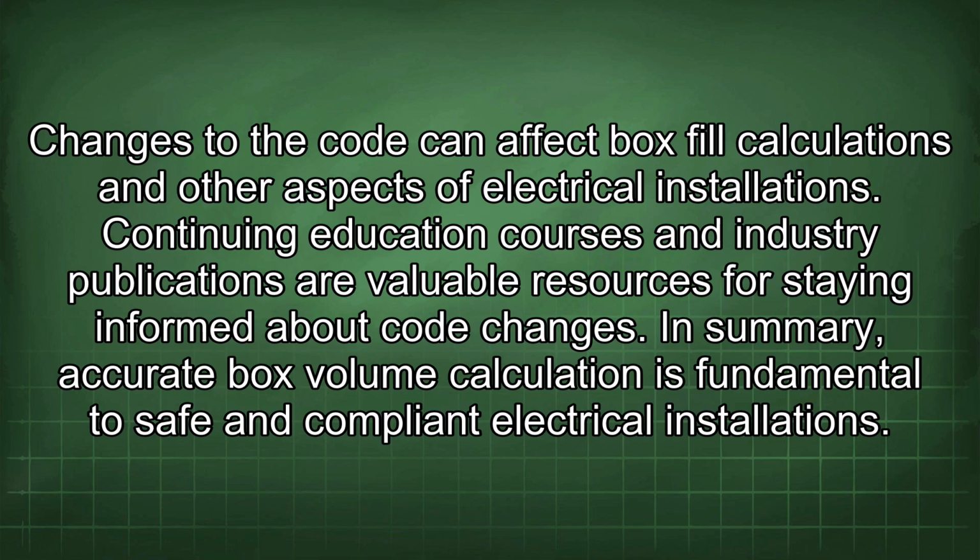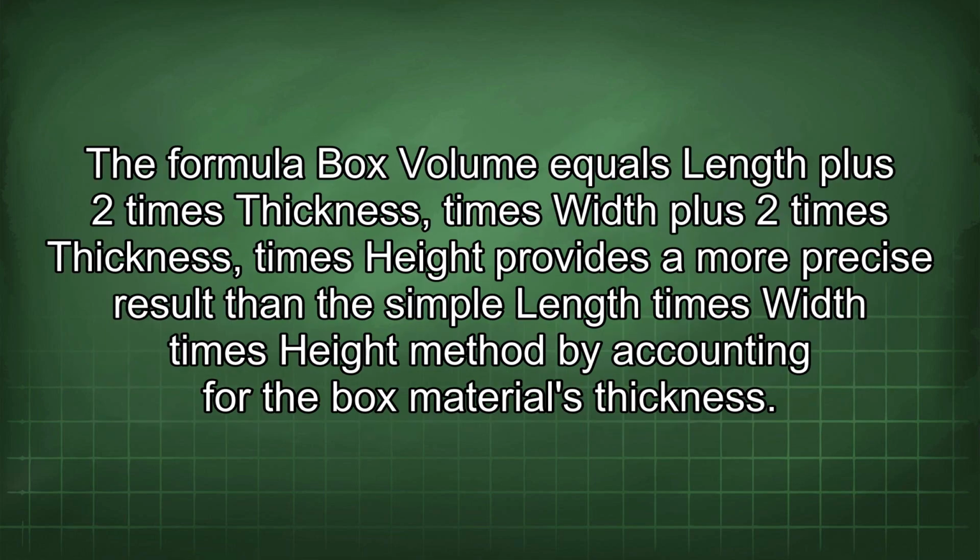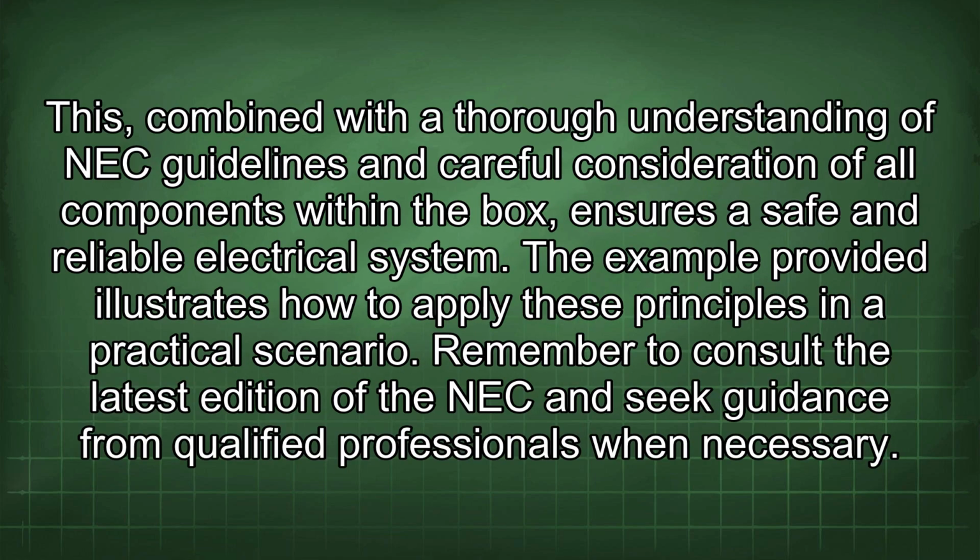In summary, accurate box volume calculation is fundamental to safe and compliant electrical installations. The formula box volume equals (length plus 2 times thickness) times (width plus 2 times thickness) times (height plus 2 times thickness) provides a more precise result than the simple length times width times height method by accounting for the box material's thickness. This, combined with a thorough understanding of NEC guidelines and careful consideration of all components within the box, ensures a safe and reliable electrical system.